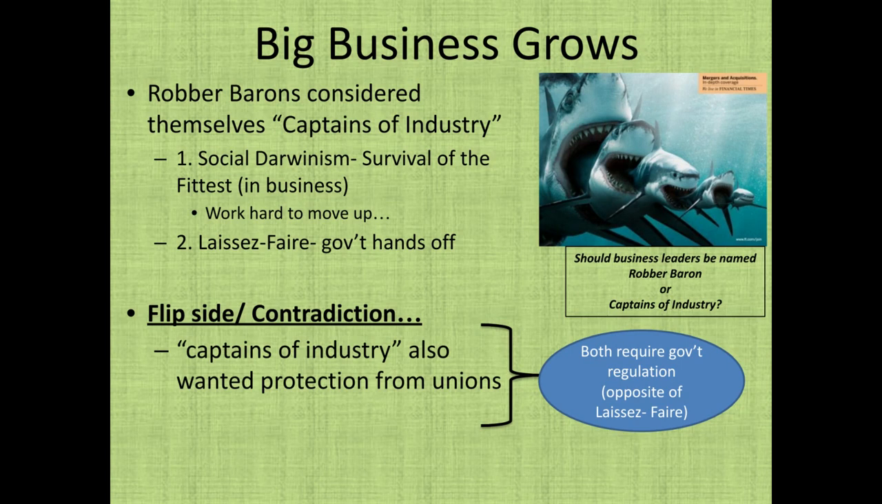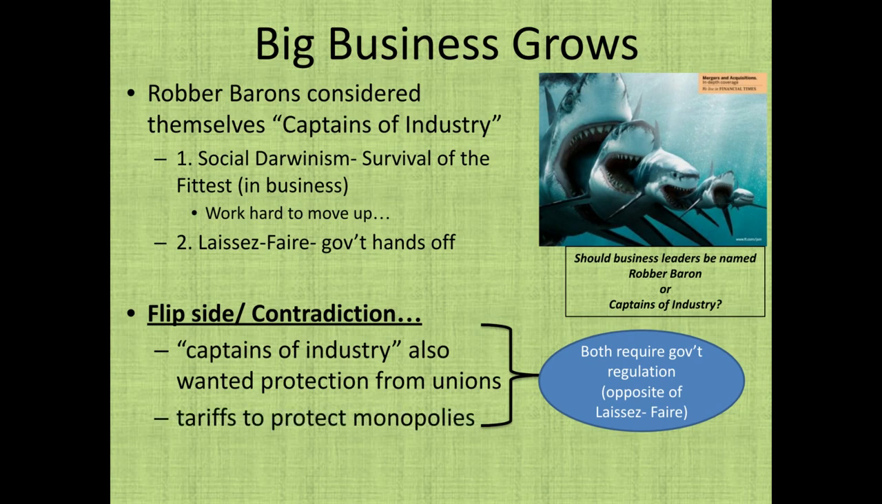So they're pretty much telling the government, hey, stay out of this, but maybe we want you to do something about it. Maybe we want you to protect us from these unions and allow our big business to keep growing. So they're asking the government for help, but then again, they don't want the government to be a part of it. So again, they're contradicting themselves.